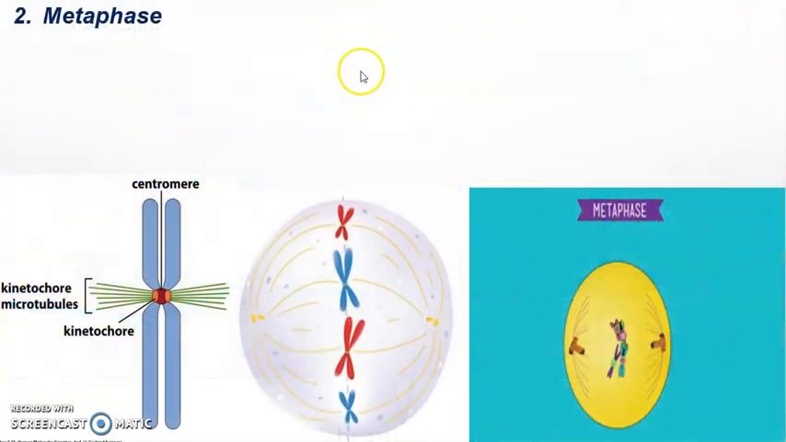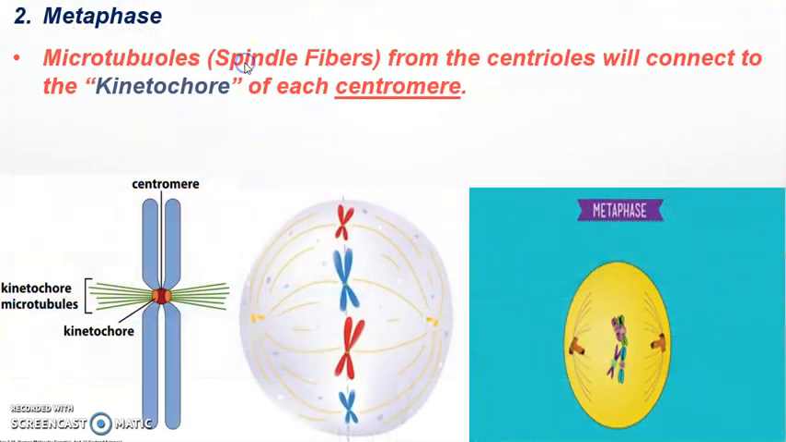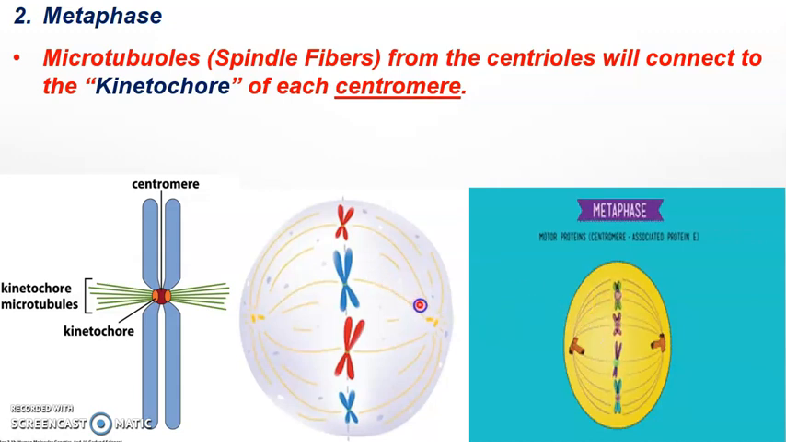Now next up is metaphase. Meta stands for middle. So what's going to happen now is the microtubules or spindle fibers that are being shot out by the centrioles. So if you look down in the animation, here's your centrioles I'm pointing to. All these little lines here would be spindle fibers. These yellow lines here in this cell would be spindle fibers, or these green lines here would be spindle fibers.